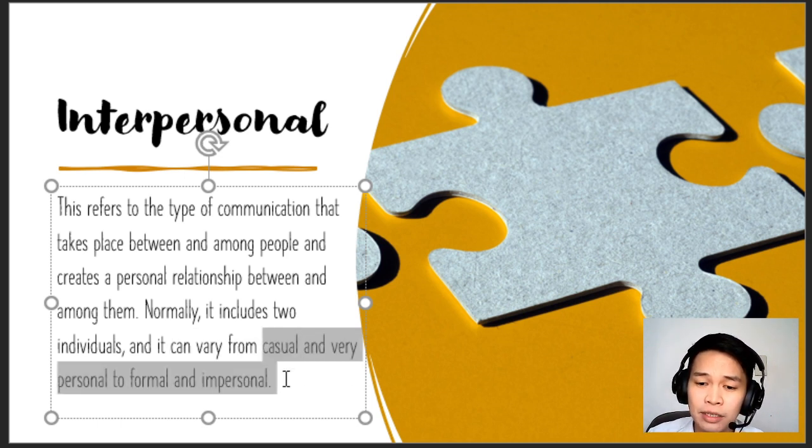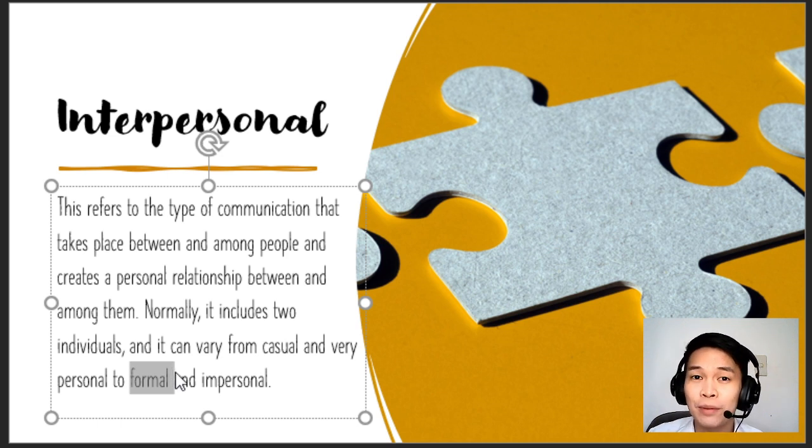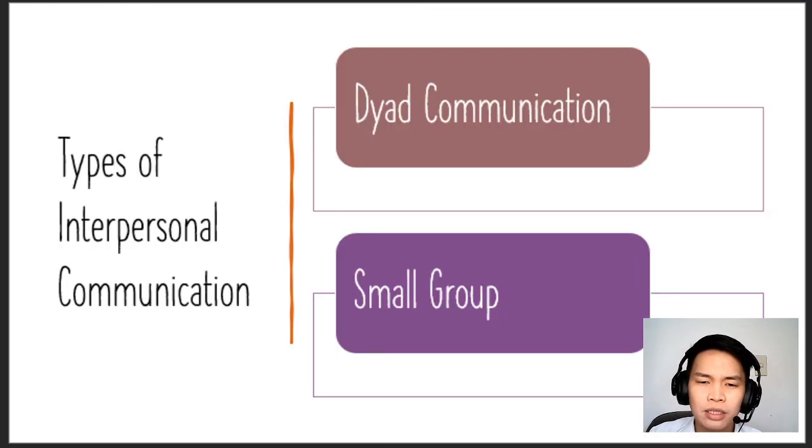Of course, casual and very personal if you are talking to your best friend, to your parents, but it's going to be formal if you are in a job interview or if you are talking to your teacher, especially if it's your first meeting. And impersonal also if you are talking to someone who is not close to you. Next, let's have the types of interpersonal communication. We have dyad and small group.